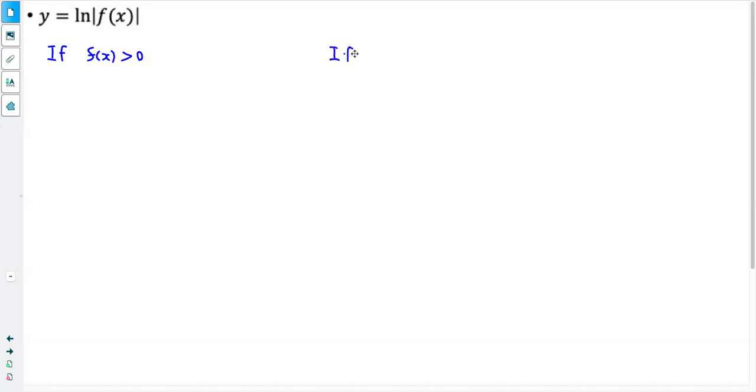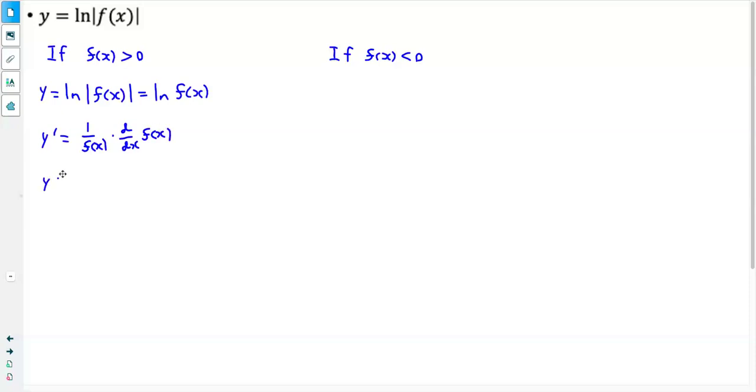And we're also going to be looking at if f of x is less than 0, in which case we'll have a negative value, that the absolute value will change. So if f of x is greater than 0, then y equals the natural logarithm of the absolute value of f of x is just going to equal the natural logarithm of f of x, which the derivative of that would just be 1 over f of x times d dx of f of x. So that'd be 1 over f of x times f prime of x. And we can rewrite this as y prime is equal to f prime of x over f of x.